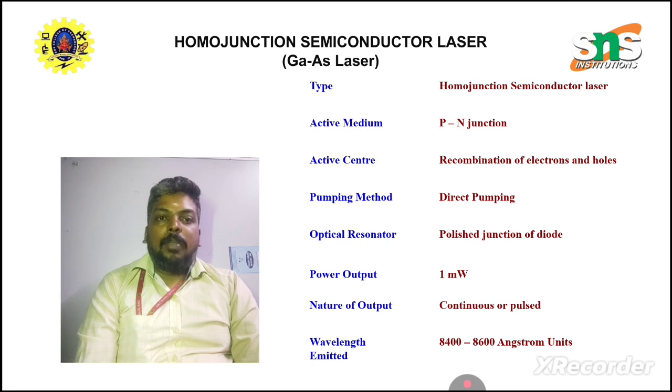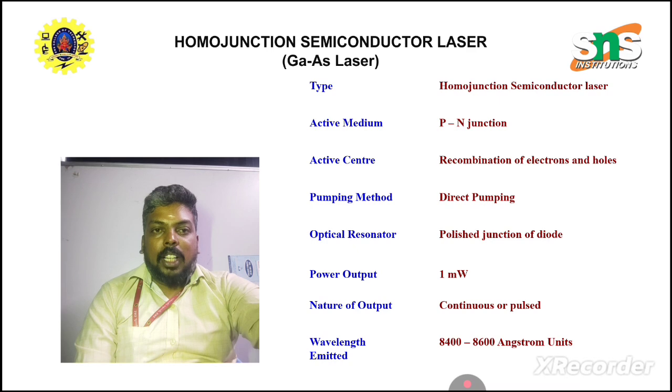The optical resonator is a polished junction of the diode. One end of the diode is used as the optical resonator to enhance the output of the laser light. The power output is low, about 1 milliwatt, which is used for various communication purposes. The output can be continuous light or pulsed laser light. The wavelength is in the range of 8400 angstroms to 6000 angstroms.